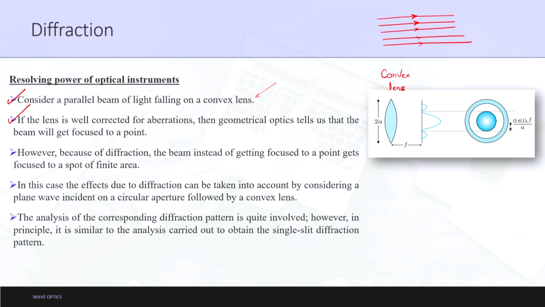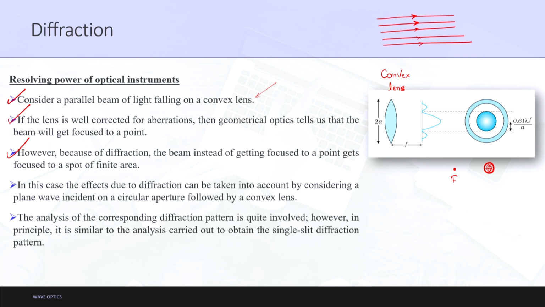However, because of diffraction, what does diffraction do? What part does diffraction have in this? The beam, instead of getting focused to a point, gets focused to a spot of finite area. So, it does not get merged on a single point, it gets focused to a spot of finite area. If there is no aberration, the beam is focused at a single point, let me note that point as f, but because of diffraction it is focused on a specific area. Sometimes a beam of light can land at this position, some at this position, some at this position, and similarly if we take the locus of every point we can find a specific area.